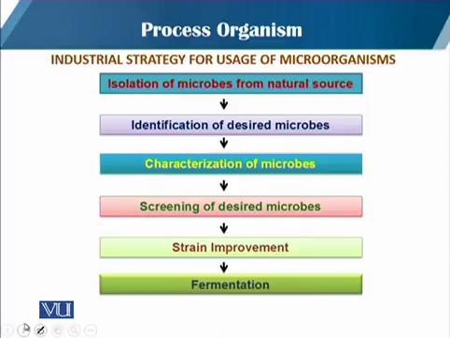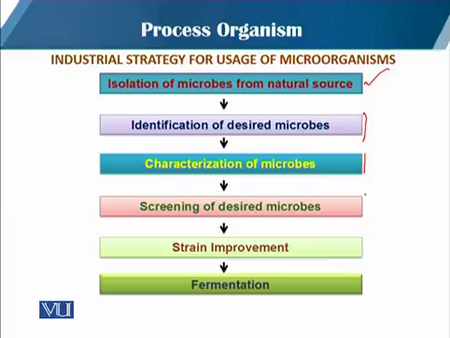In this slide you can see the step by step parameters we have to adopt for the isolation of any microorganism. The first one is to isolate the microorganisms from the natural source or natural habitats according to our need. The next one, after the isolation, is the identification of the desired microorganism. If we isolate it and know that it has the potential to produce our desired product, then we characterize that microorganism.